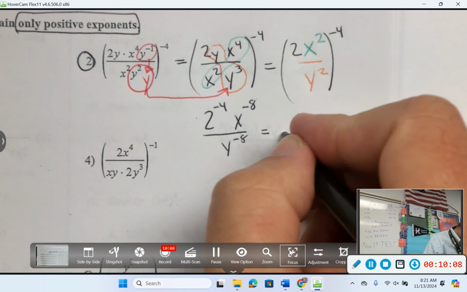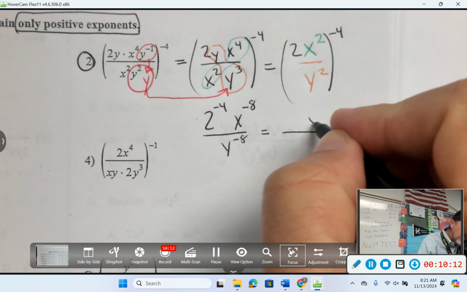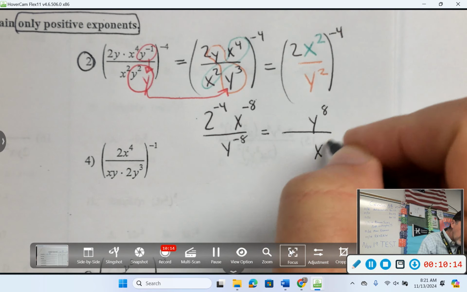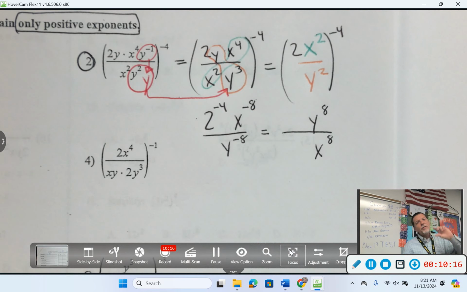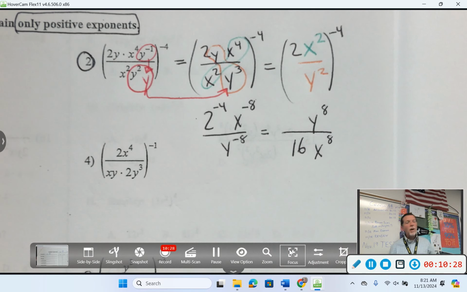Okay. So the x's and the y's are easy. Those just flip sides. y to the 8th, x to the 8th. 2 to the negative 4th flips sides, but I can also do 2 to the 4th. 2 times 2 is 4. Times 2 is 8. Times 2 is 16. Yes, it's positive, but it's in the bottom. The negative exponent flips it over. It does not make the value negative.